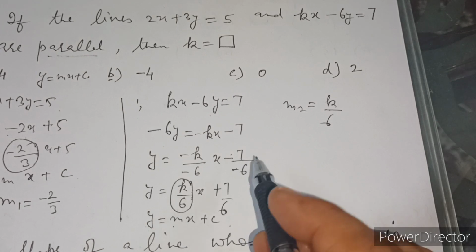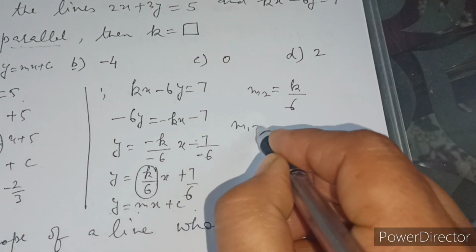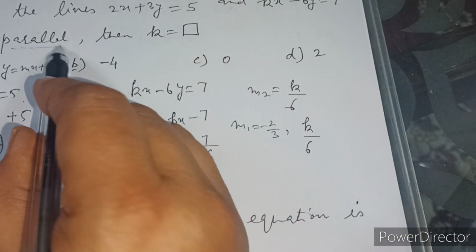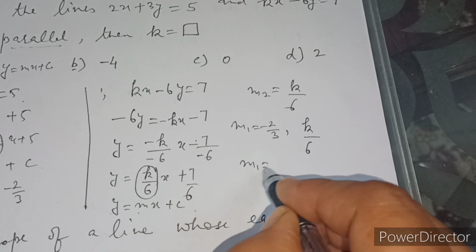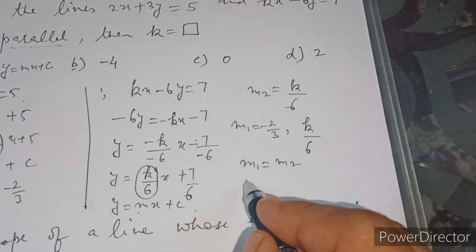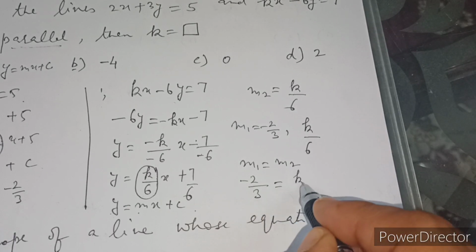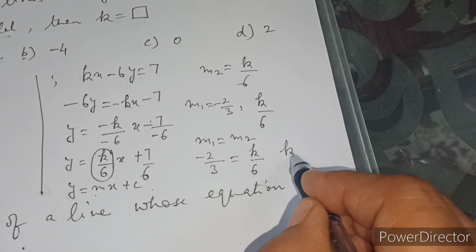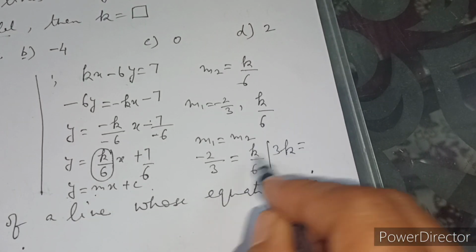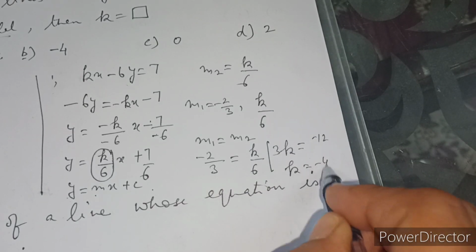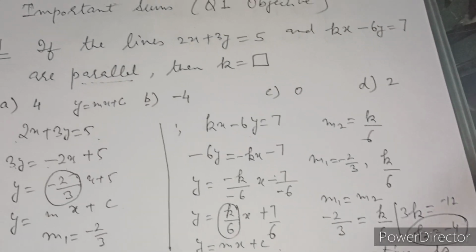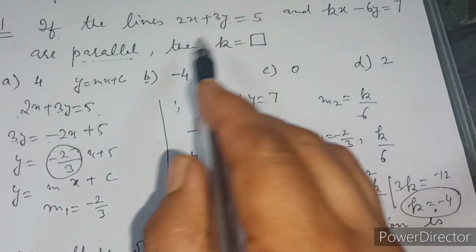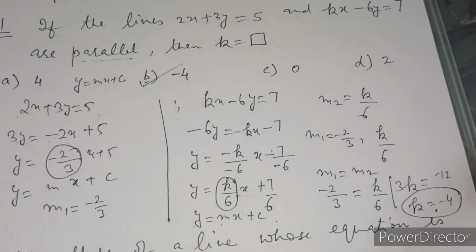So first slope was minus 2 by 3. Second is k by 6. As the lines are given to be parallel, you should clearly know here the condition of parallelism is m1 equal to m2. Simply put the value of these two. Minus 2 by 3 is equal to k by 6. Cross multiply. What do we get here? 3k will be equal to minus 12, or k will be equal to minus 4. So which option would be correct for us here? If these lines are parallel, then k will be equal to minus 4.